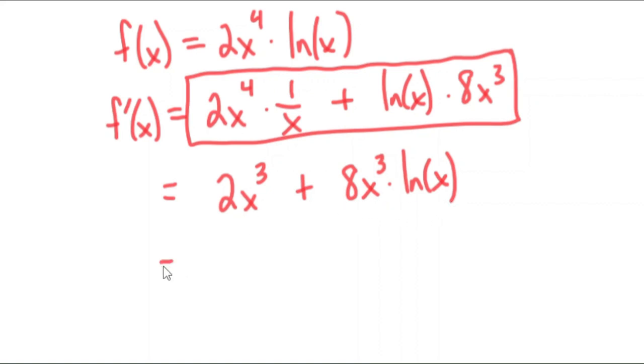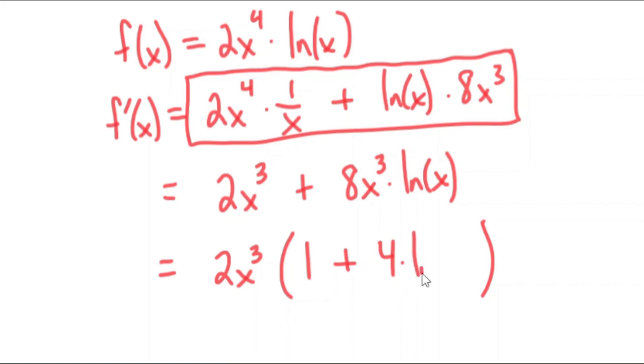In fact, you could go even a step further. We could factor out a 2x cubed. Notice that both terms have at least a 2 in it, right? This has an 8, but that 8 has a 2 in it. And they both have an x cubed, so we could write it like this, 2x cubed times 1, okay, that would be this, plus 4 times ln of x. Okay, so you could write it really in any one of these three ways. So this first way, the second way, or the third way. I'm just going to put it in like this, 2x cubed plus 8x cubed times ln of x.